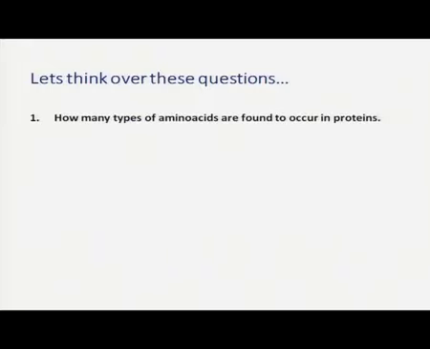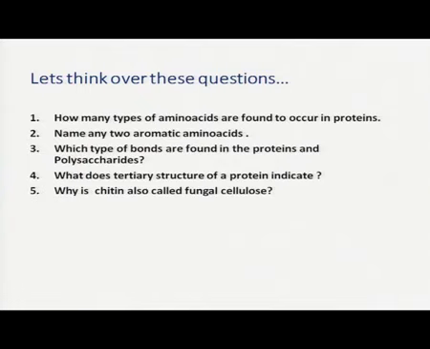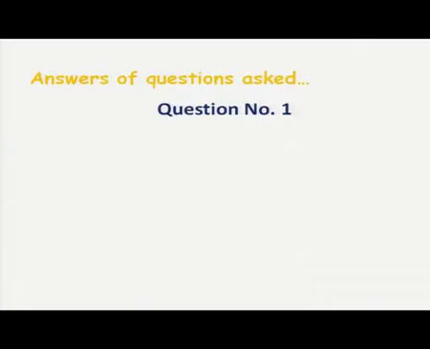First question was, how many types of amino acid are found to occur in proteins? My next question was, name any two aromatic amino acids. Question number 3, which type of bond are found in the proteins and polysaccharides? Fourth question was, what does tertiary structure of a protein indicate? And last question, why is chitin also called fungus cellulose? Now, I hope all of you will be able to answer these questions, because it is related to my previous class. Now, let us see the question first.